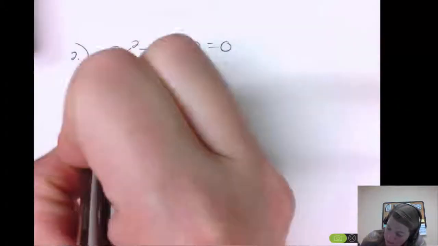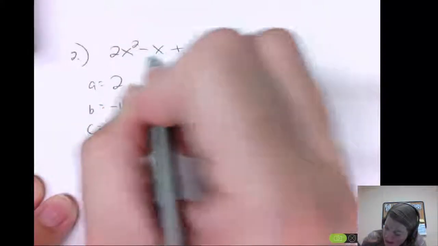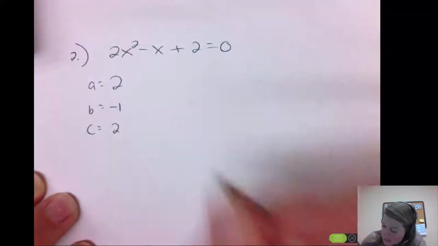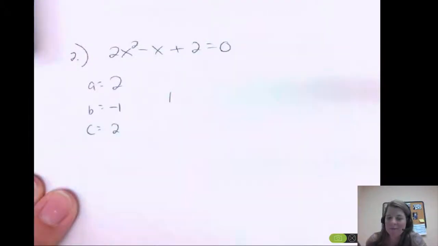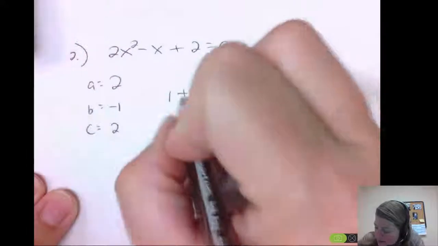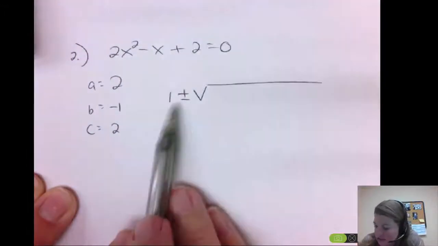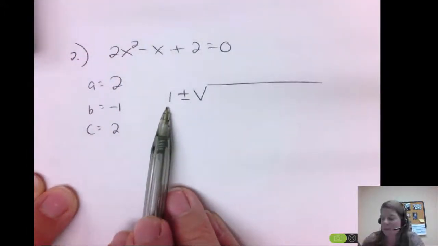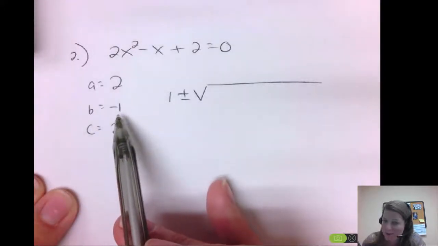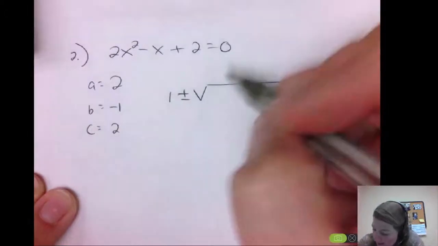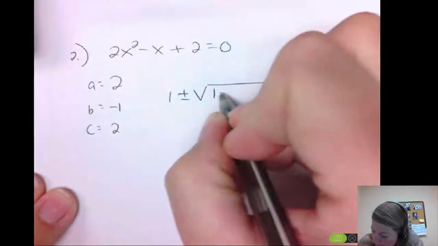So let's see what our A, B, C are. A is 2, B is negative 1, and C is 2. So let's put that in. So negative B would make a double negative, so you get positive 1 plus or minus the square root. So obviously it just changes the sign of B. Here, B squared, here's where I'm saying you don't want a negative 1. If you put negative 1 squared into your calculator wrong, you're going to get negative 1. We know negative 1 times negative 1 is positive 1.